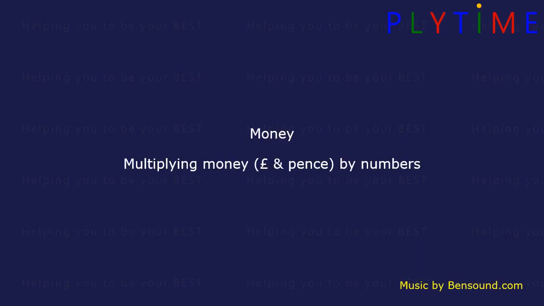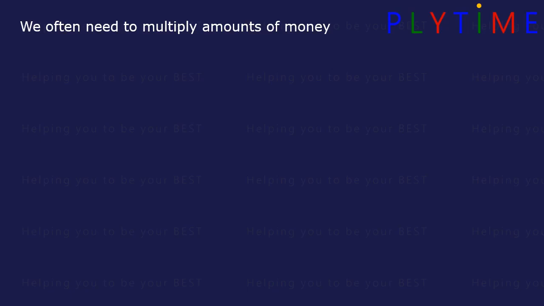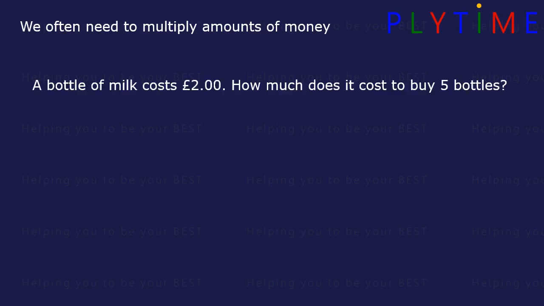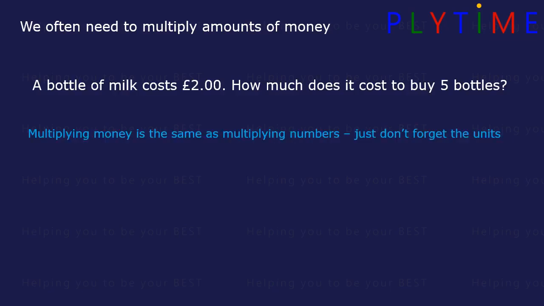Money. Multiplying money, pounds and pence by numbers. We often need to multiply amounts of money. A bottle of milk costs £2. How much does it cost to buy 5 bottles? Multiplying money is the same as multiplying numbers, just don't forget the units.